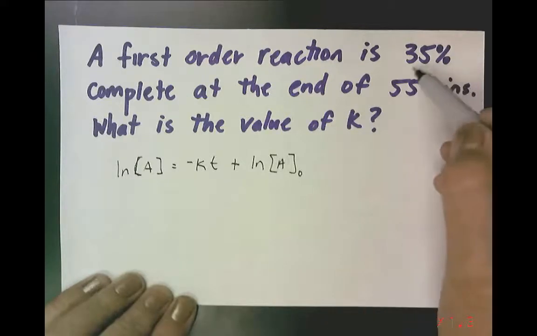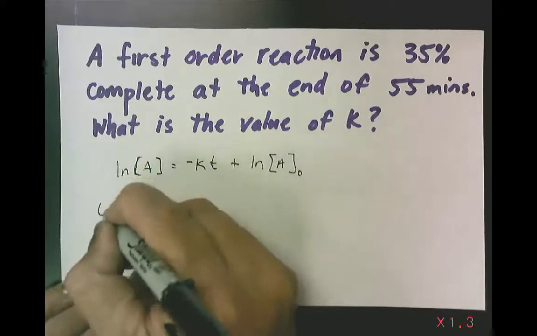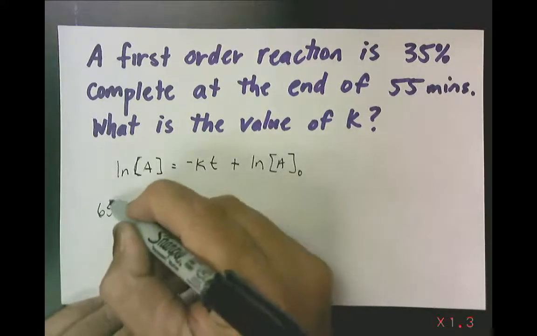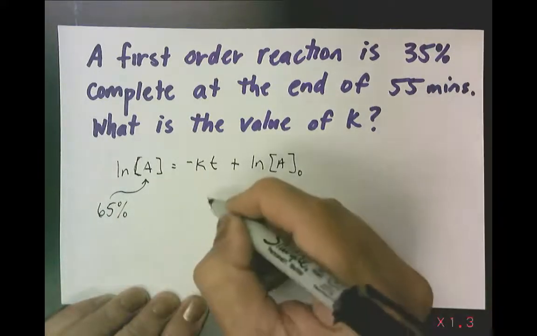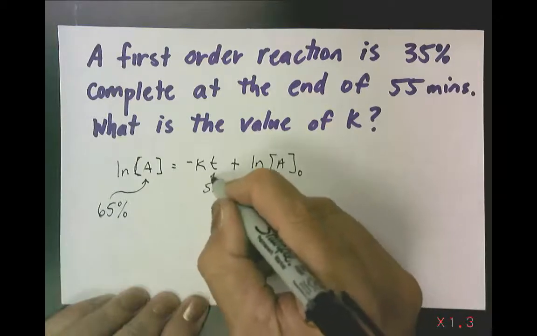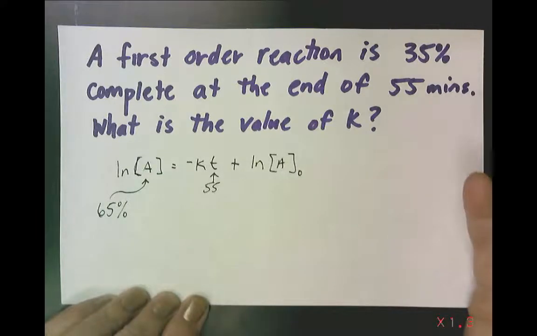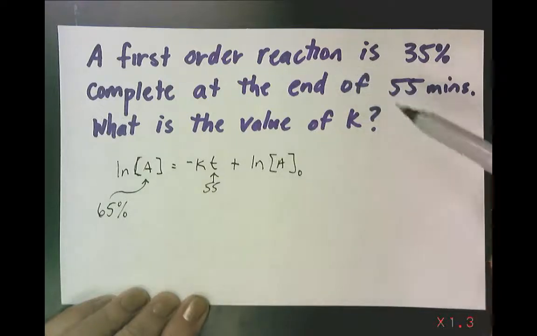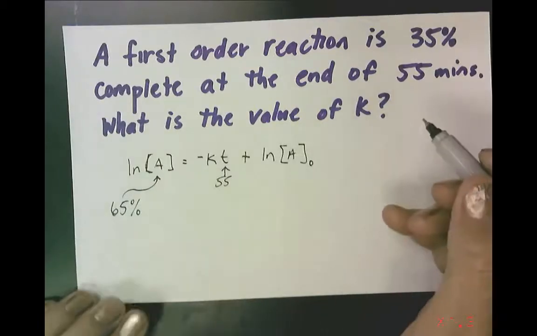All right, so if the reaction is 35% complete, that means 65% of the reaction is still in its original form. So we won't use 35, we'll use the 65% of the concentration here. And that's at the end of 55 minutes, so we're going to use 55 minutes here. And then at our original starting point, we had 100% of the original reaction. So since we're going to take out percents, we'll use 1 here to represent 100%.